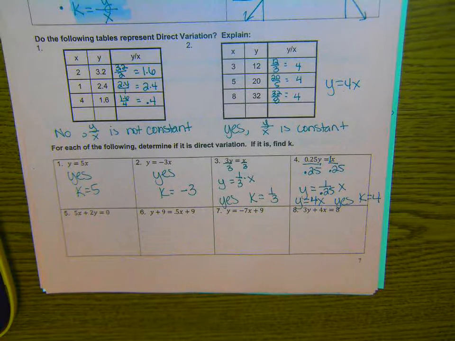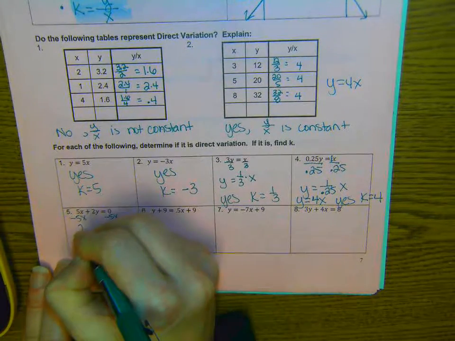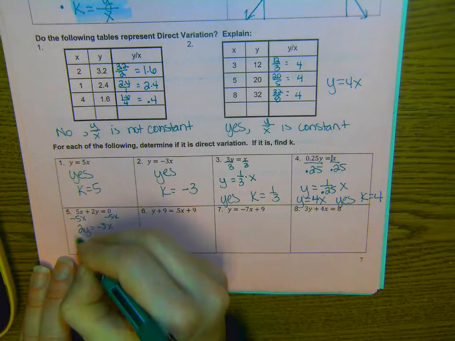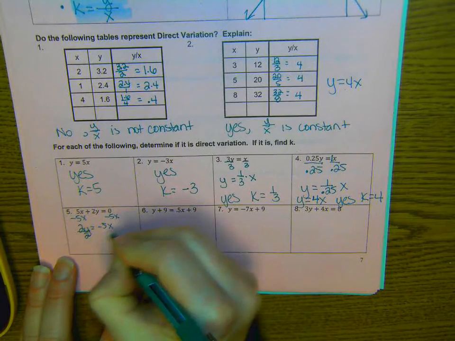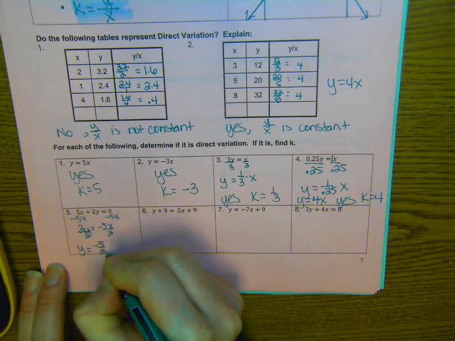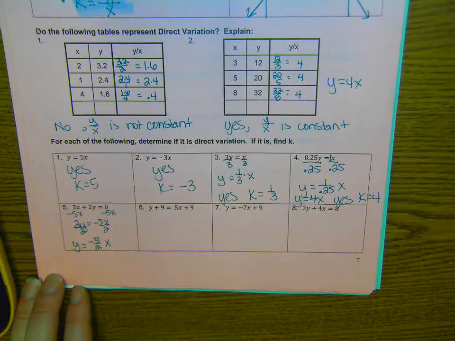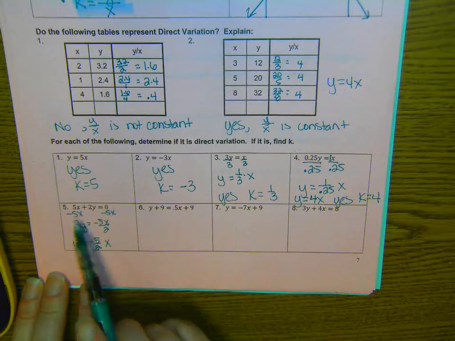Now, at first, you're looking at 5 and you're thinking, no, it's not. Okay, get Y alone just to humor me. Because the equation has to be Y alone, agreed? So let's subtract 5x from both sides. Are you good with that? So I have 2y equals negative 5x. Now what should I do? Divide by 2. Does this look like y equals k times x? It does.